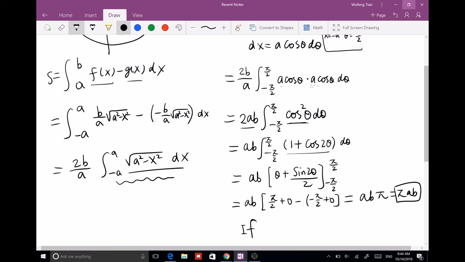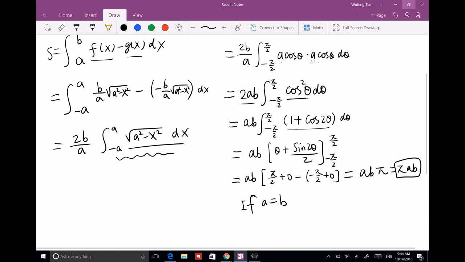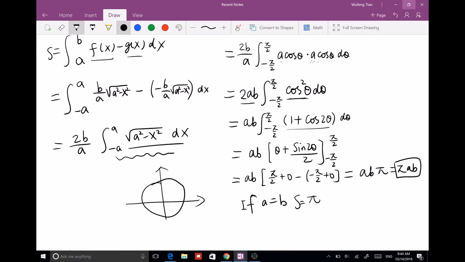So here, if a equals b, can anyone tell me what's the shape of this ellipse? If a equals b, what's the shape? Circle. It's a circle. Very good. If a equals b, it's a circle, then the area is pi times a squared or b squared, right? The radius of the circle is a or b because they're equal. So it's pi times r squared. You can tell that, right? So if a equals b, the area of the circle, that's how you get the circle formula.